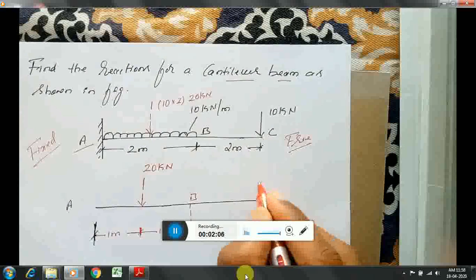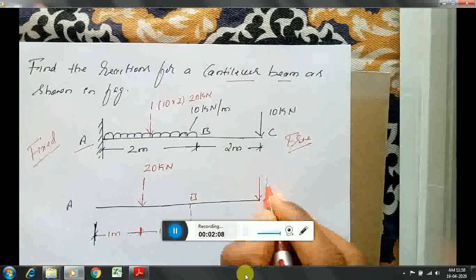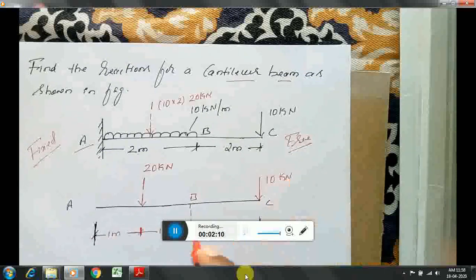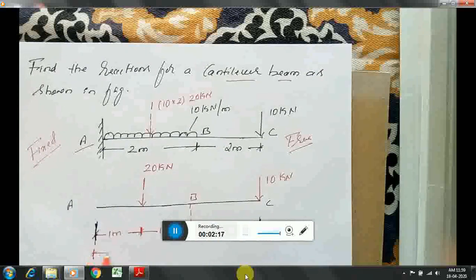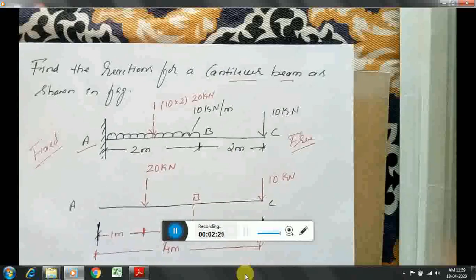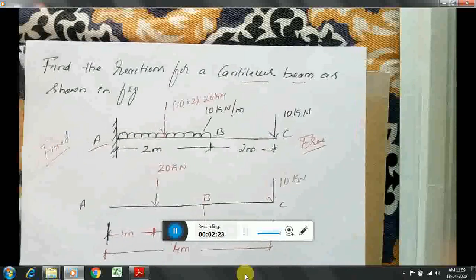Then 10 kilonewton as it is, you write it because it is a point load. From point B it is acting at a distance of 2 meters. So the total span comes to 4 meters now. Then write the reaction lines.